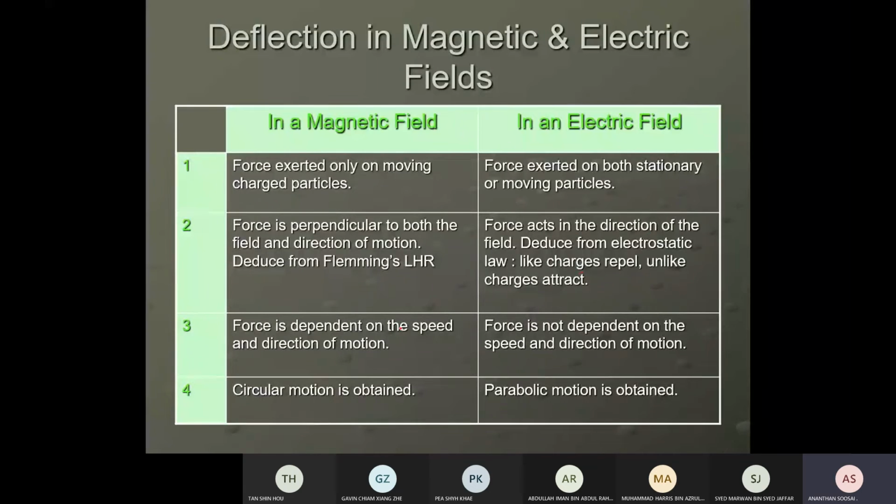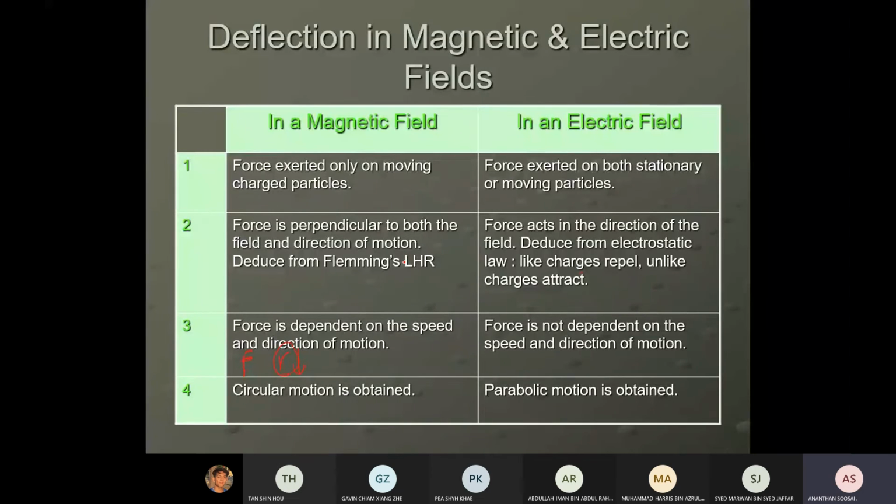Third, the magnetic force is dependent on the speed. The faster the charge moves, the greater the force. Another thing: when the force gets bigger, the radius gets smaller, and the particle deflects more. If the radius gets smaller, do we say it deflects more or deflects less?